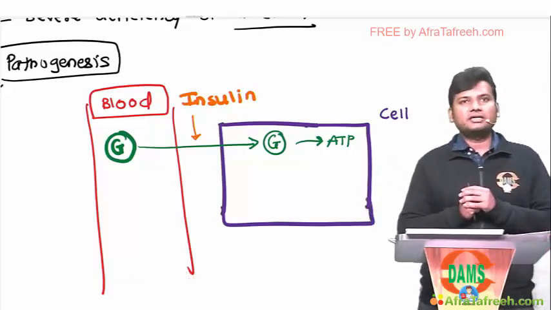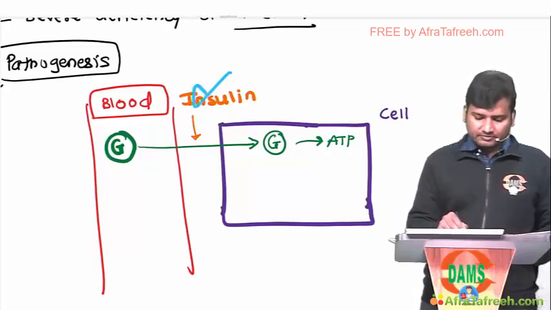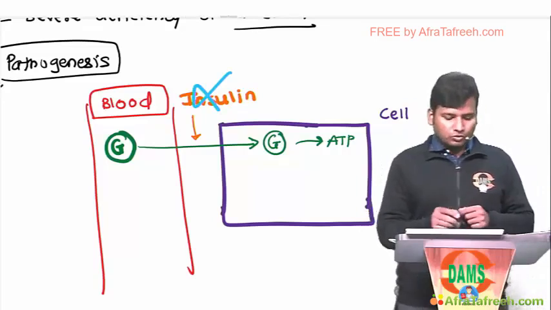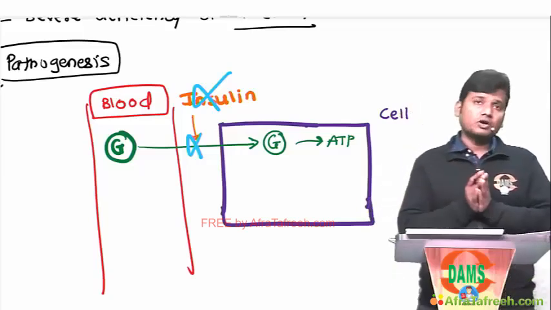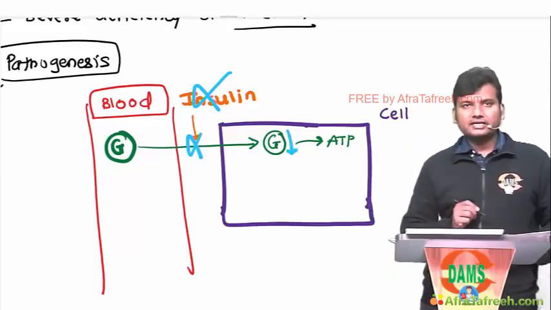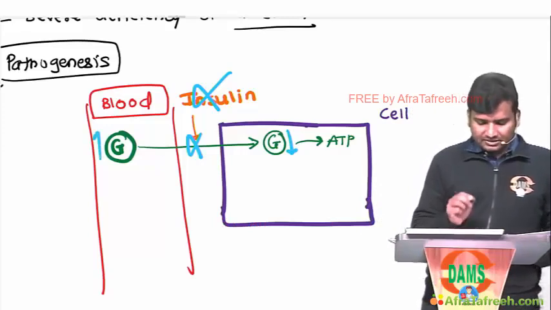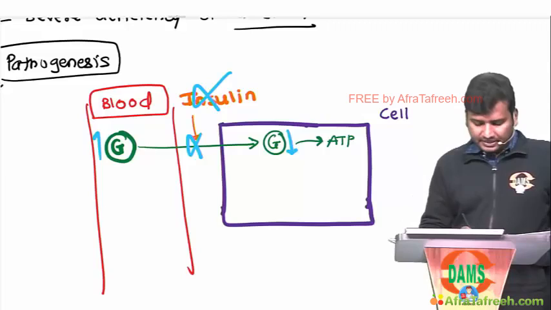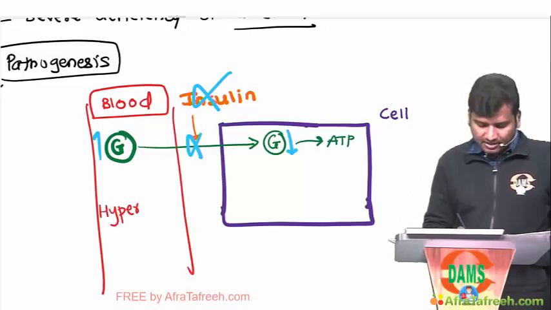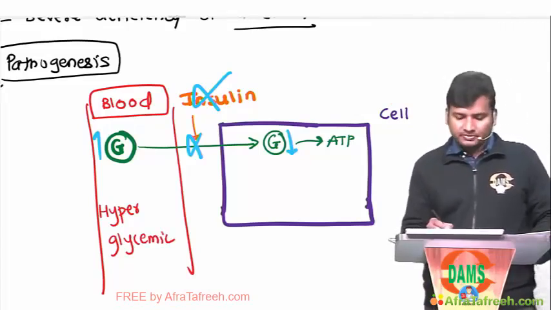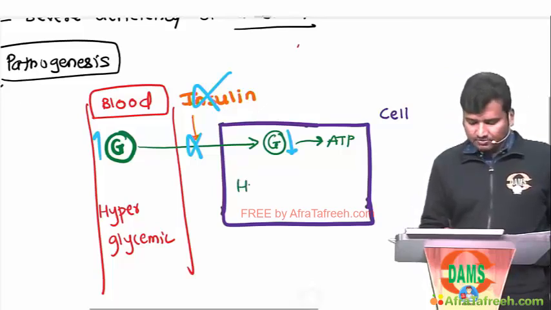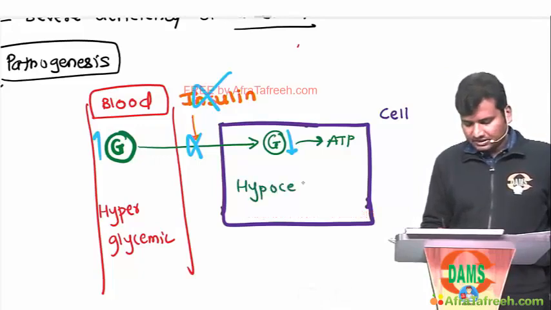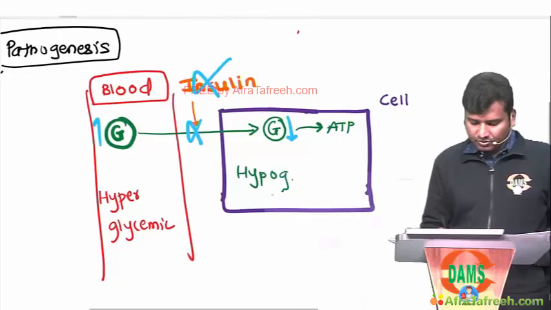Now what is happening in type 1 diabetes? Insulin is absent. So glucose from blood is not able to enter the cell. So what will happen? Glucose in the cell will decrease, but glucose in blood will increase. So our patient will develop intravascular hyperglycemia. At the same time, our patient will develop intracellular hypoglycemia.